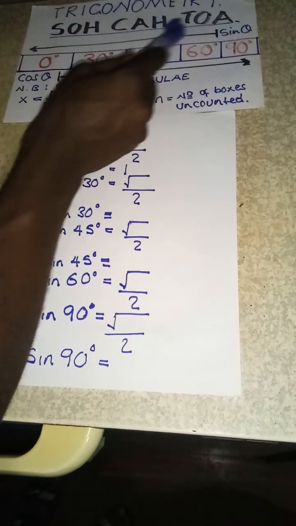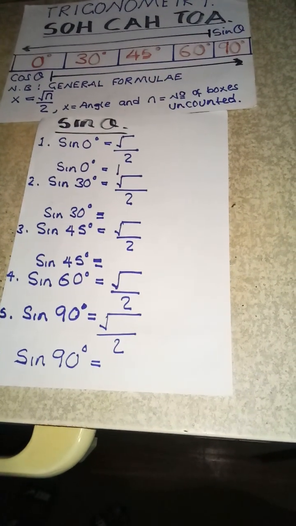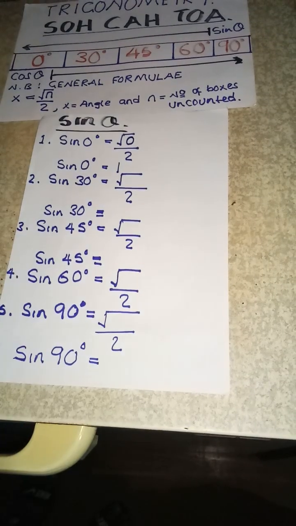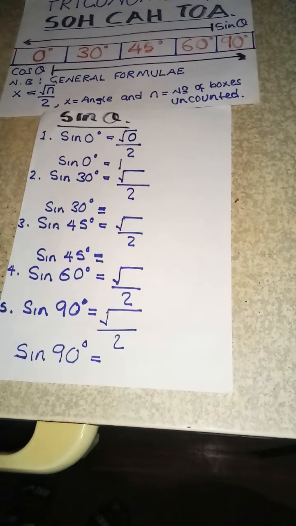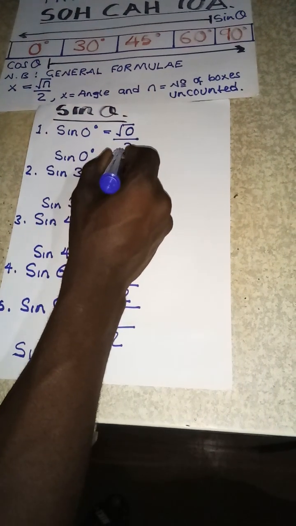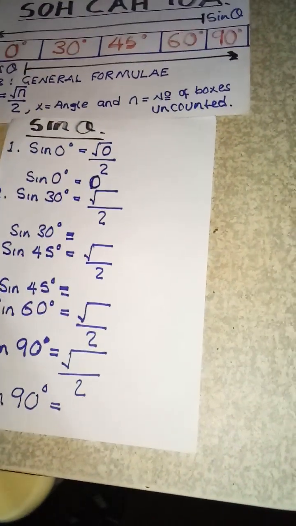If you can see how many boxes have been left uncounted, it is 0, right? So I'll put my 0 here. Now, what is the root of 0 over 2? The answer is 0, which simply means sine 0 degrees equals 0.